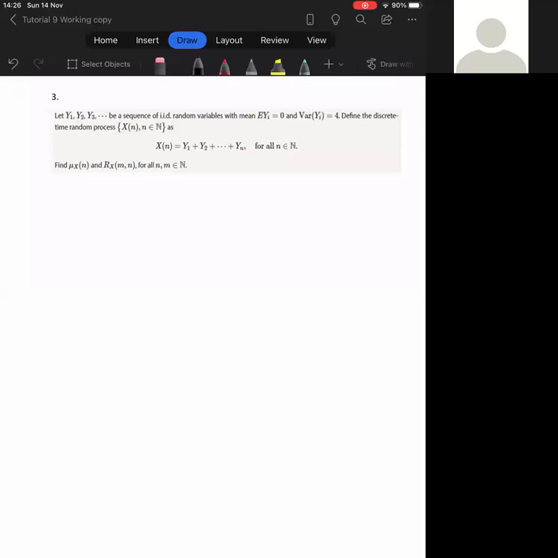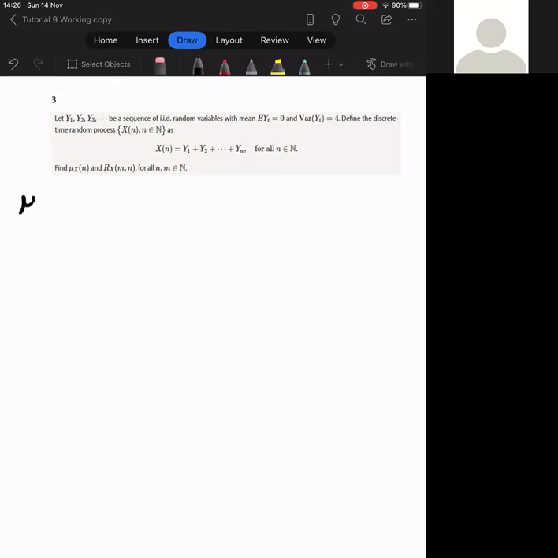So isko, how do we go about doing this? Let's first look at, yeah. Let's first go about क्या है mu x, ठीक है। Mean निकालने के लिए we're just gonna take the expected value of the random process.